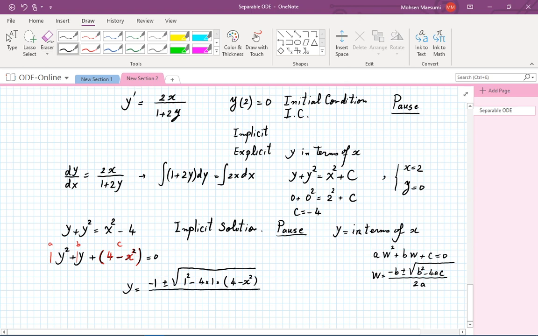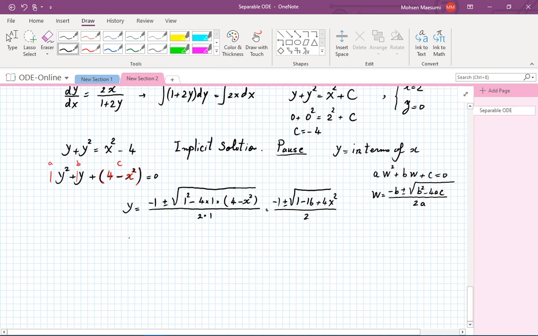So I have twice A comes here. So I have by now minus 1 plus or minus the square root of 1, and then multiply through, minus 16 plus 4x squared, over 2. So I have y as minus 1 plus or minus the square root of 4x squared minus 15, over 2. Are we done?